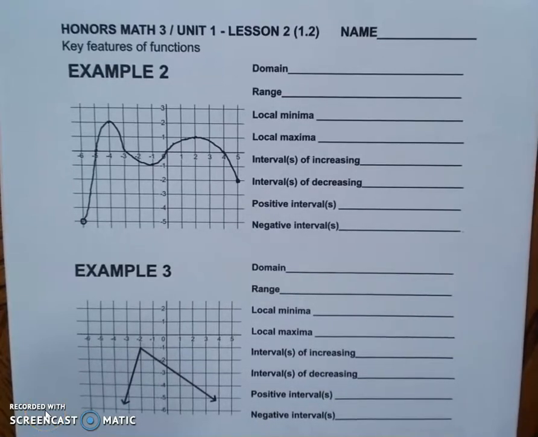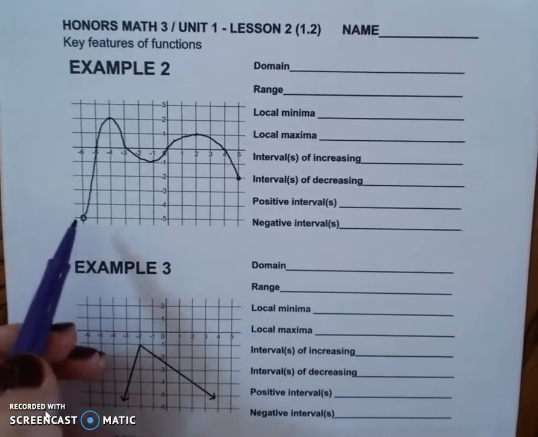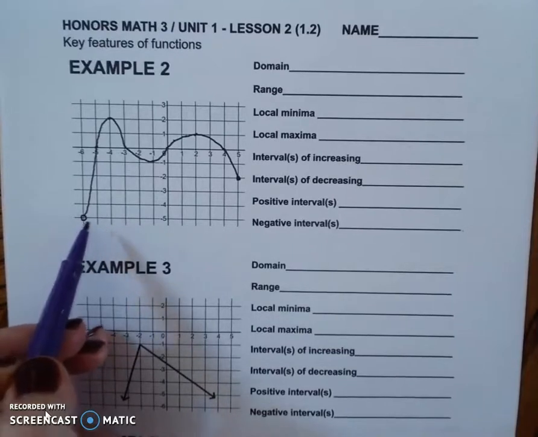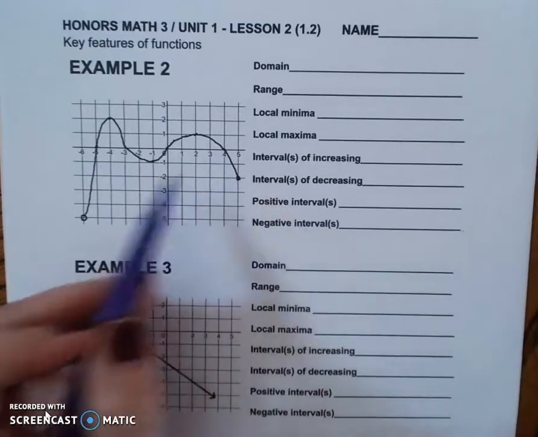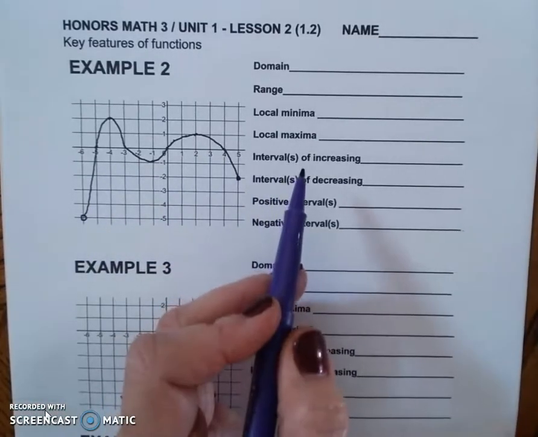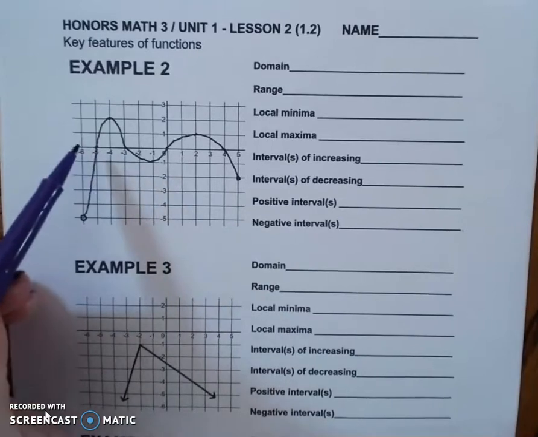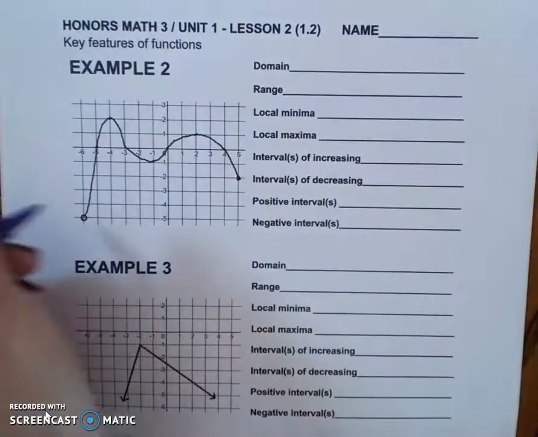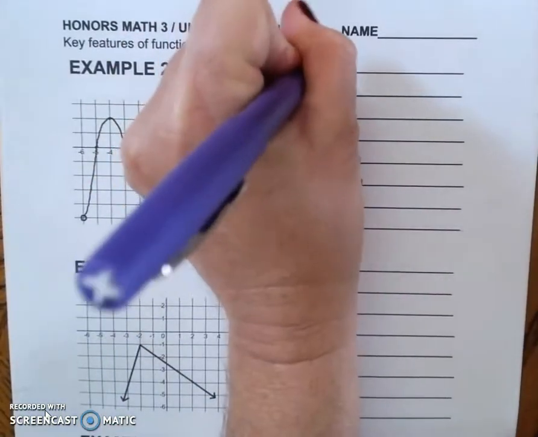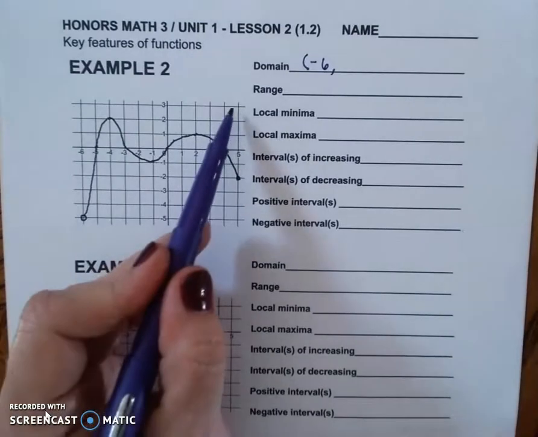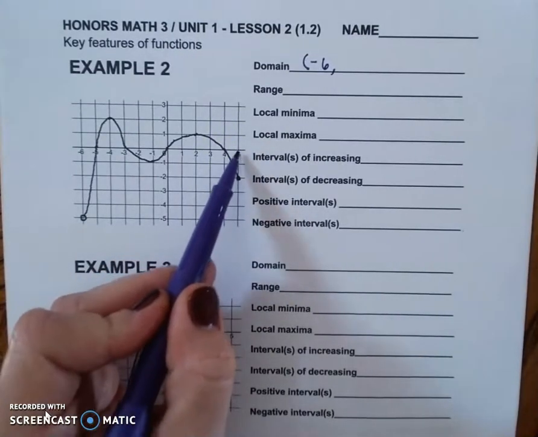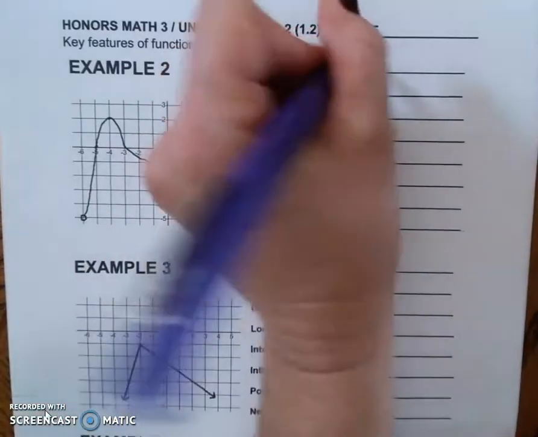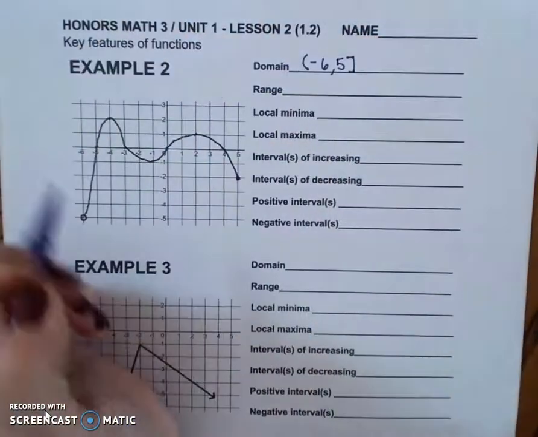Okay, on example 2, if you look at this function, we've got an open circle on our min here, and then we have a closed circle, so we need to keep that in mind when we go to write our domain. So the x value that corresponds to this point on the graph is -6, because that's what our domain means. Open circle means we're going to get a parentheses. And then if we go to the right hand side, this corresponds to the x value of 5 with a closed circle. So we're going to get a bracket for that one.